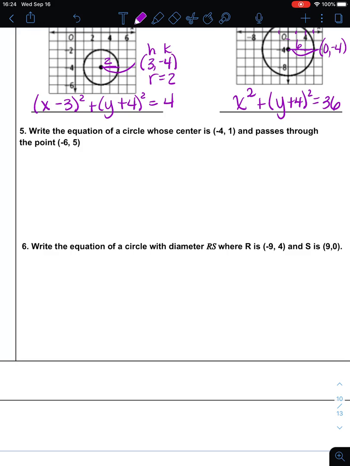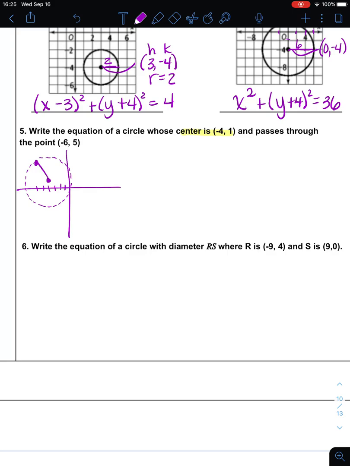So these next two problems really get into the meat of what we're doing. So write the equation of a circle whose center, which we need, is negative 4, 1, and passes through the point negative 6, 5. So let me just give you a visual of what we're doing. You could do this if you wanted to. You don't have to. And then, so here is what we've got.